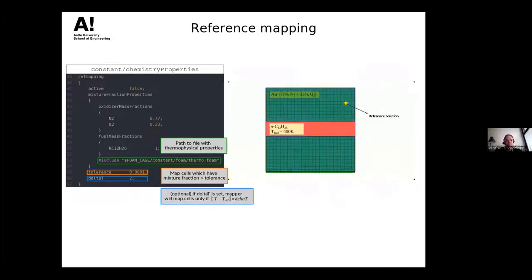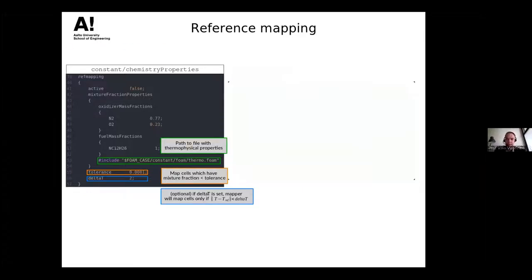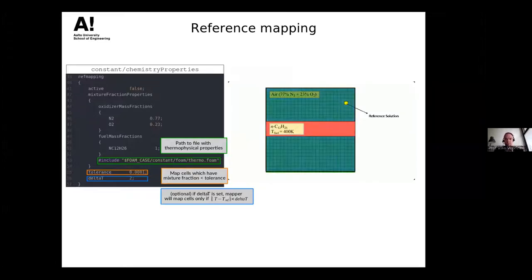Another feature of DLBFoam is the reference mapping approach. In this case, for instance, you have a situation where you have a lot of oxidizer in the ambient. So why compute chemistry in the oxidizer if there is no fuel present? Why waste computational resources on the ambient? What you can do is calculate a reference solution in only one single cell, defined by a certain criterion given in the input files, and then you can map it to the green cells, the other cells, because it's the same chemistry happening everywhere.